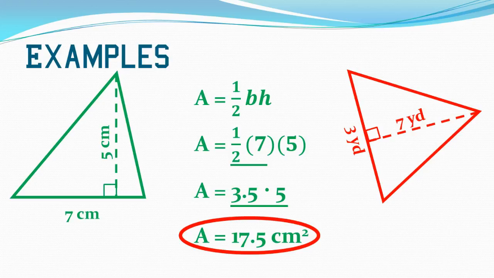All units are squared. To understand why, when we were multiplying 1/2 times 7 times 5, we weren't just multiplying 7 and 5. We were multiplying 7 centimeters times 5 centimeters. Think exponents. x times x gives me x squared. Centimeters times centimeters gives me centimeters squared.